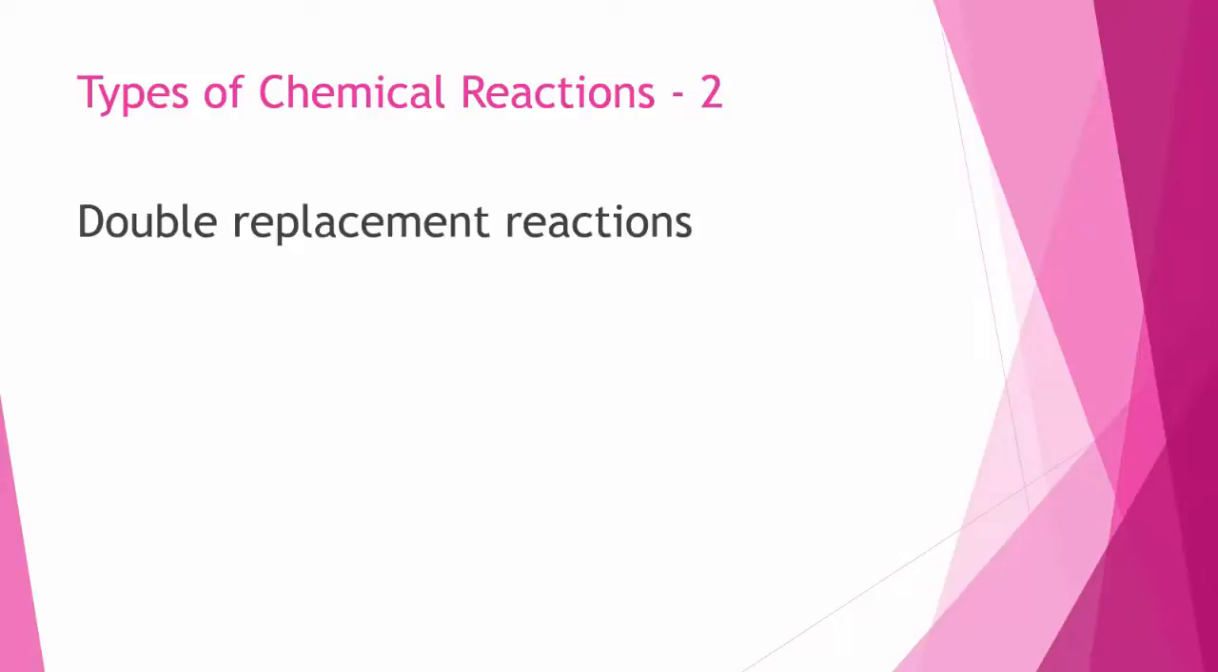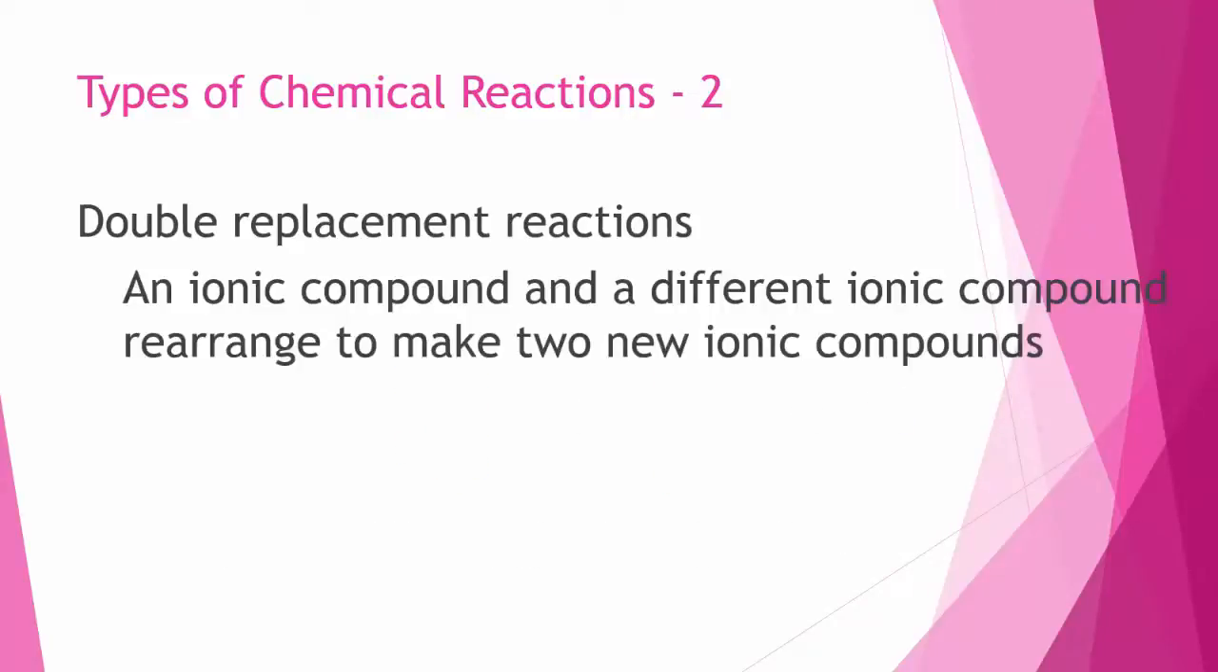Double replacement reactions: an ionic compound and a different ionic compound rearranged to make 2 new ionic compounds. This is the generic formula. Essentially, the cations switch places. You then rebalance the ionic charges, and you get your new compounds.